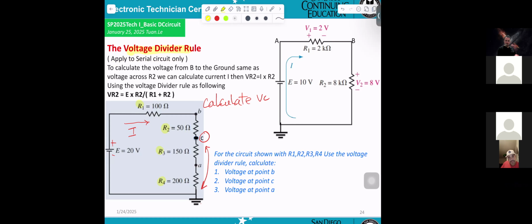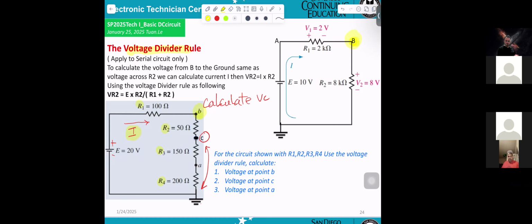Okay, let's see. For the circuit, use the voltage divider to calculate VB. They want me to calculate right here, VB. That means this one. Normally, if you want to do the calculation, you have to calculate the current I. You have to calculate the total resistance.